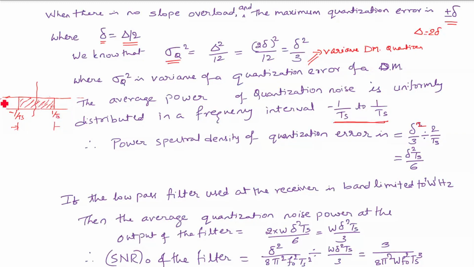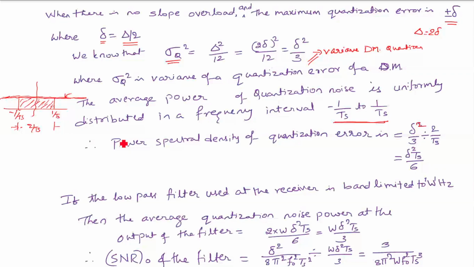Now if I want to find the quantization error, the power spectral density of a quantization error which has a wider bandwidth compared to the signal bandwidth itself, we can say that by dividing the average quantization noise power by 2 by Ts. If I have to find the average power, I have to multiply the noise power spectral density by 2 by Ts. I'll get the average power.